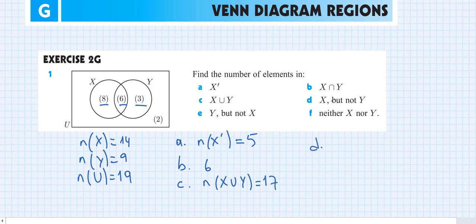Part D, X but not Y. So only X. In only X, we have 8 elements. E, Y but not X, you have 3 elements here. And for F, neither X nor Y. So beyond their union. When you see the statement neither X nor Y, it means the complement of X union Y. So it's only 2 elements.